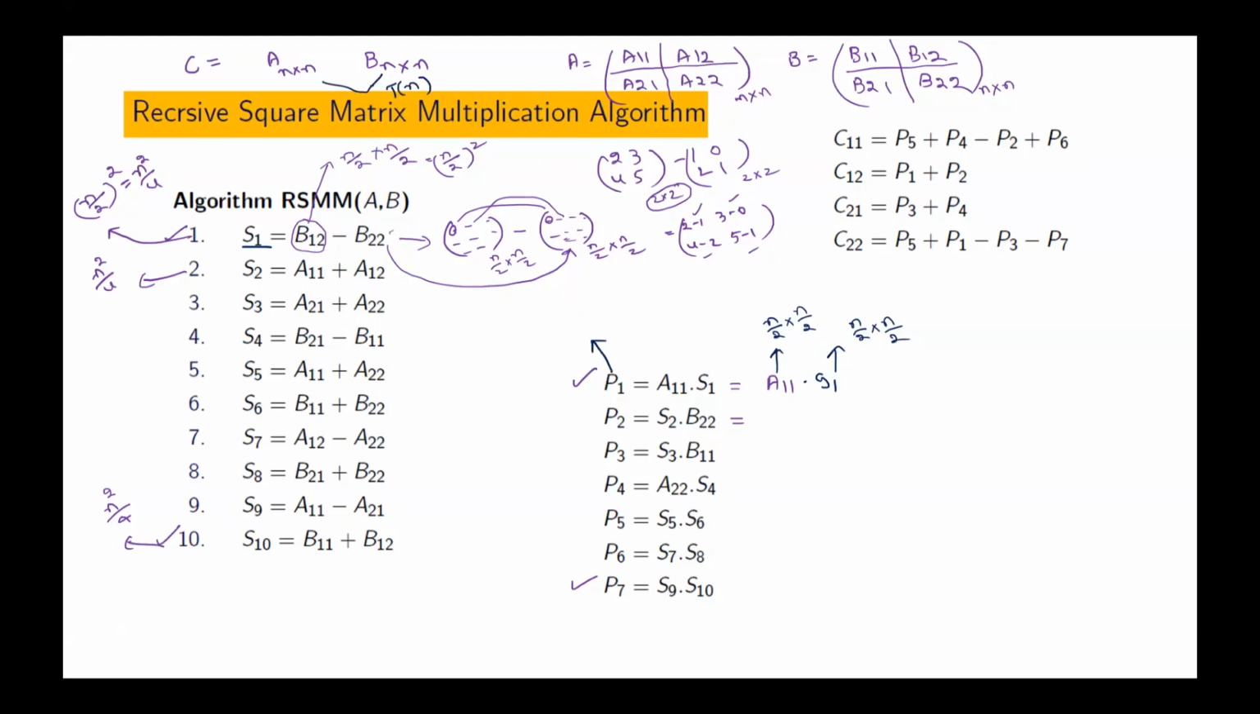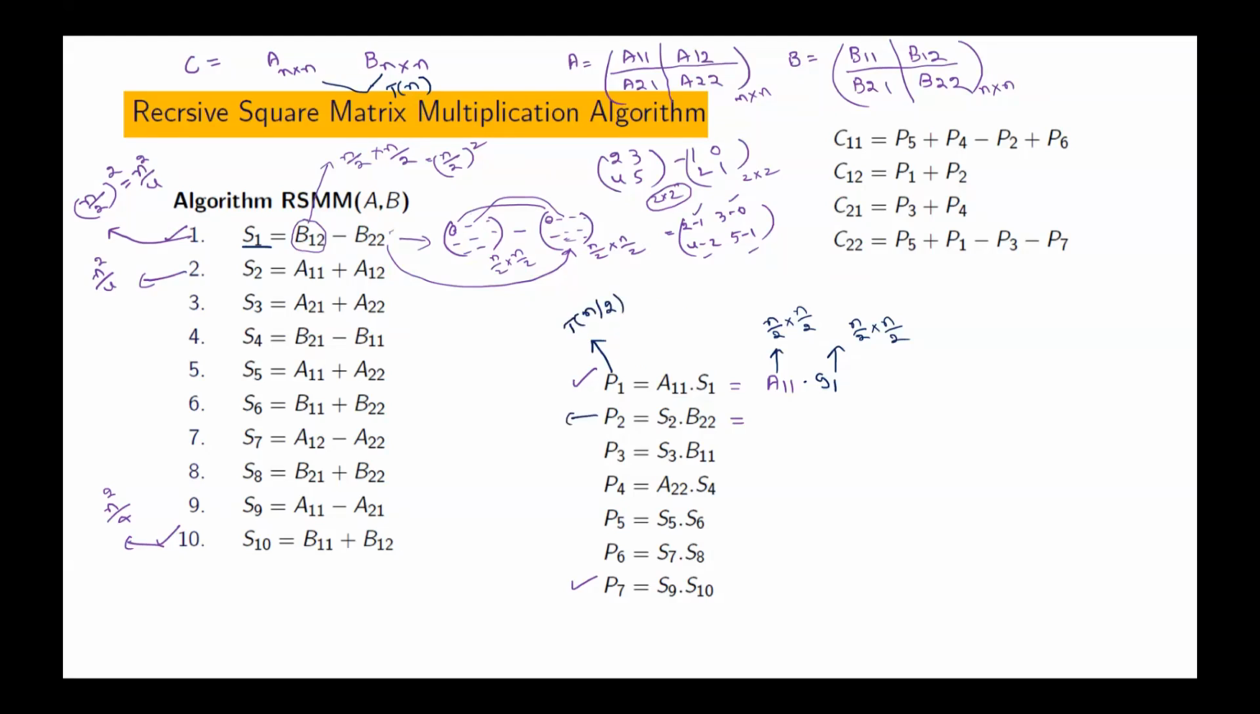In order to find the product of two square matrices of order n, the time required is T of n. What is the time required to find the product of two square matrices of order n by 2? T of n by 2. Is it clear? If both are n by n, the time required is T of n. Here it is n by 2 by n by 2, so T of n by 2. What about this?